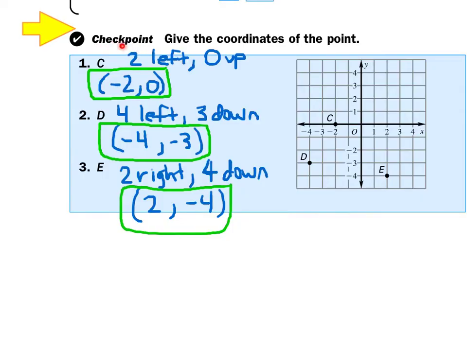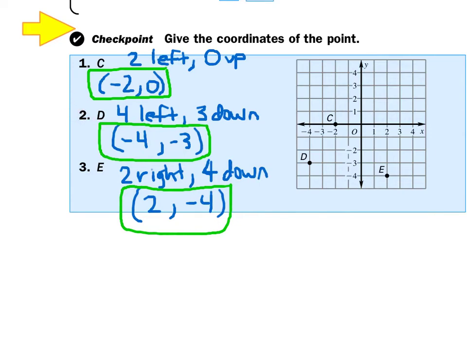Okay, so on the checkpoint, they want us to give the coordinates of each point. Take a look at number 1 and find C. Now remember, we always start at the origin, and we would tell somebody move 2 units to the left, and then don't go up or down. So 2 units left, 0 up or down. So our x-coordinate is -2, our y-coordinate is 0. Remember, put parentheses around the numbers and separate them by a comma.